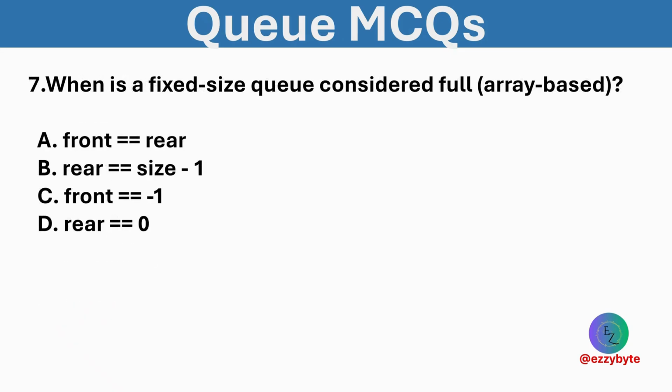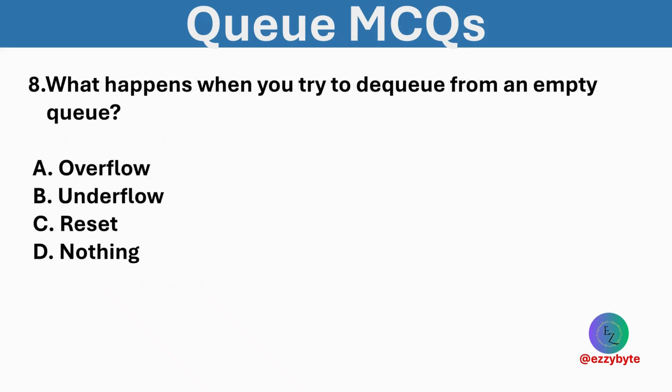When is a fixed size queue considered full? Options are front equals rear, rear equals size minus 1, front equals minus 1, and rear equals 0. Option B is correct. In a fixed size array, the queue is full when rear reaches the last index. What happens when you try to dequeue from an empty queue? Options are overflow, underflow, reset, and nothing. Option B is correct. Trying to remove an element from an empty queue results in underflow.